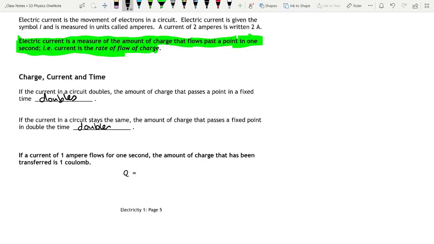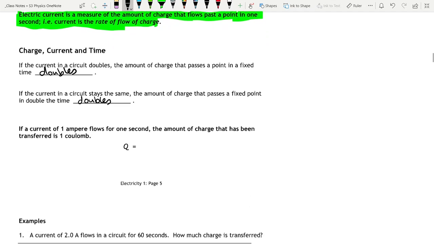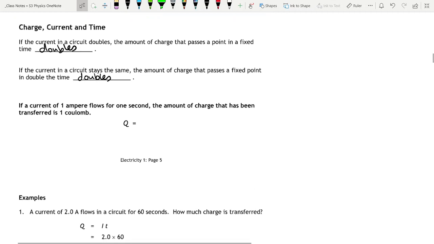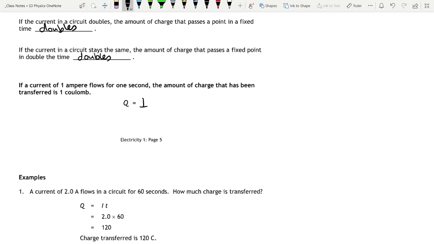Because again, if I just took this half of the classroom, made you run the cross country, and you're running at the same speed, then if I gave you twice the amount of time, you'd probably go around twice. So the amount of charge, the amount of people that pass me would double. Okay. So if a current of 1 ampere flows for 1 second, the amount of charge that has transferred is 1 coulomb. So charge is the current times by the time.